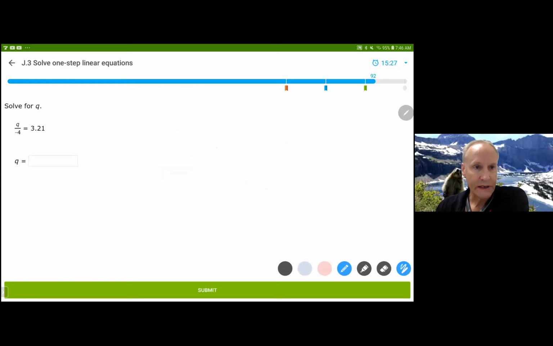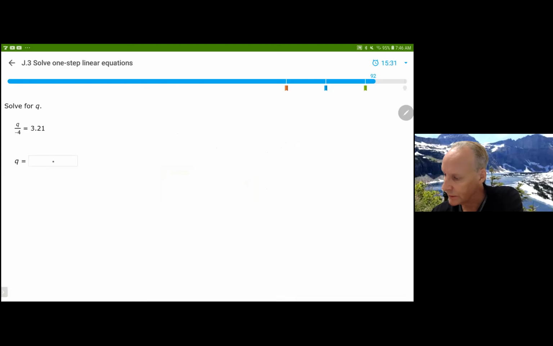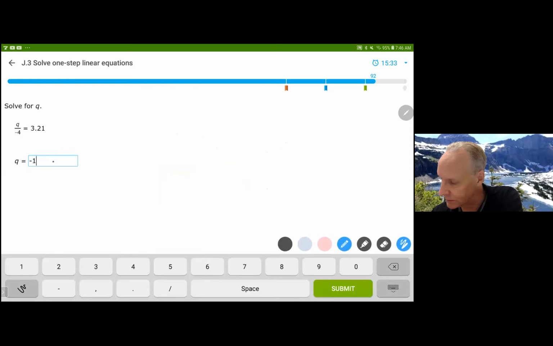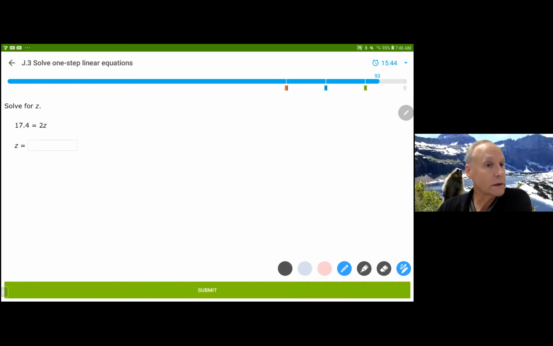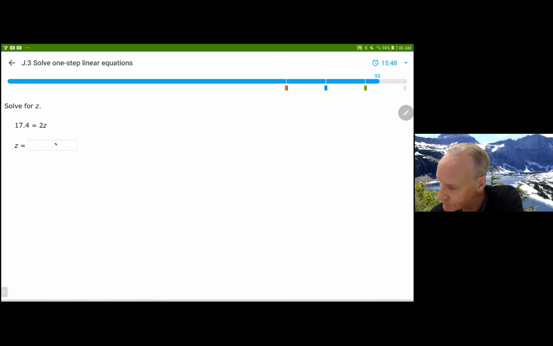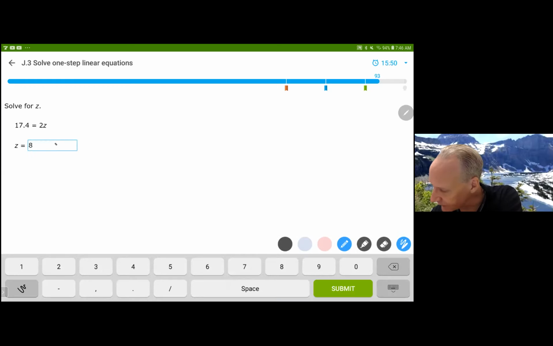We're going to multiply by -4. Shall we do it in our head? 12.84. It's going to be a negative. We're going to divide by 2, which is going to give us 8.7. I'm actually dividing by 2 on both sides. Yep.